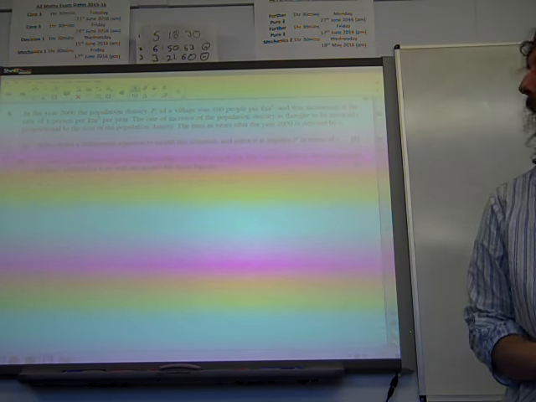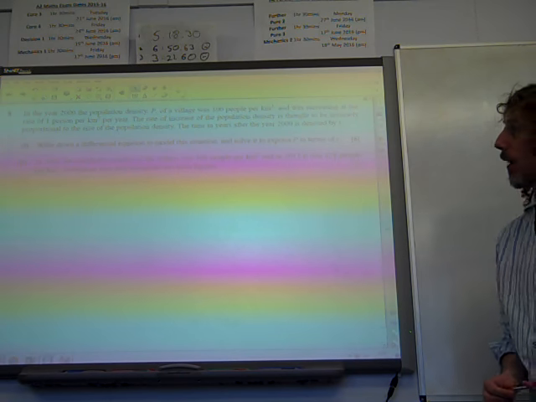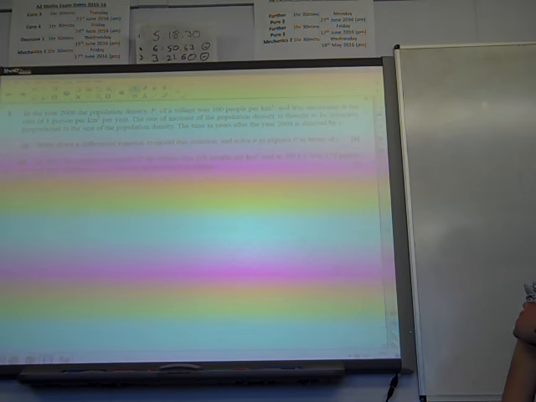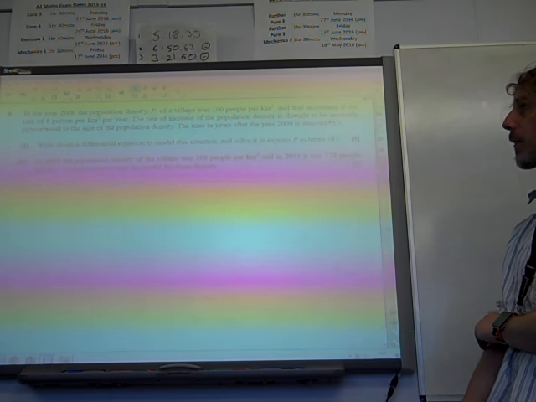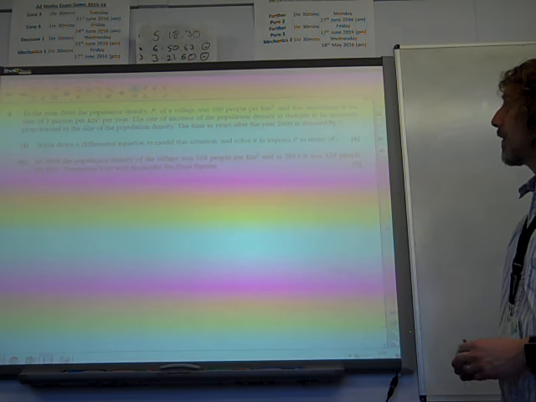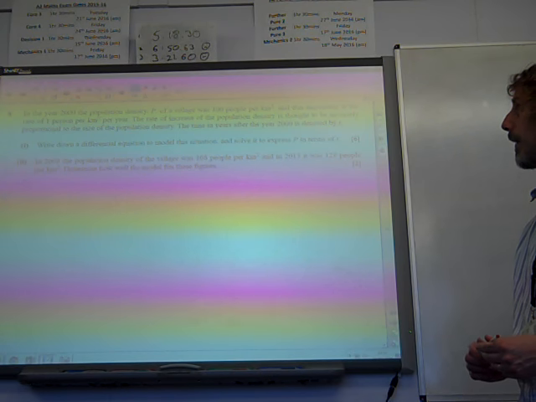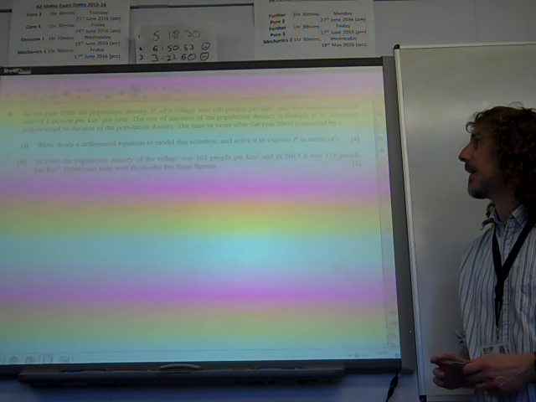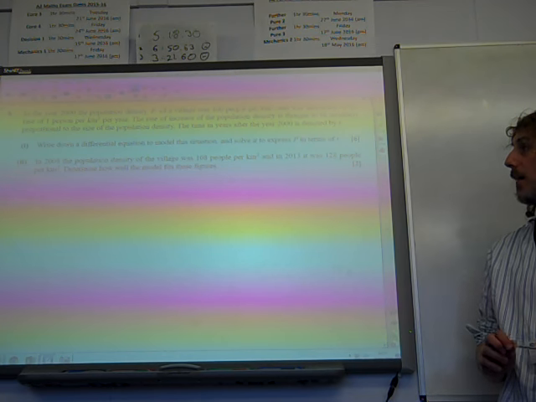Question 8. So we are on the population density question. In the year 2000, the population density P of the village was 100 people per kilometre squared and was increasing at the rate of 1 person per kilometre squared per year. The rate of increase of the population density is thought to be inversely proportional to the size of the population density. The time in years after the year 2000 is denoted by T. Write down a differential equation.